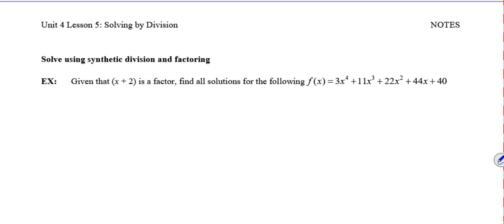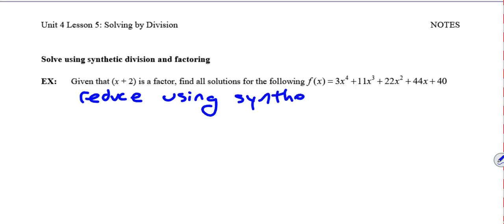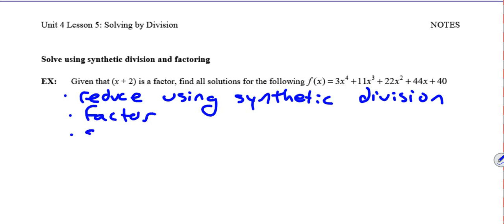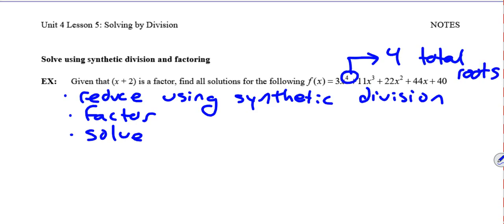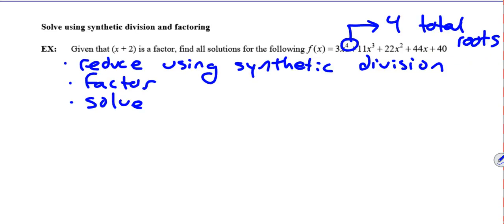So what you need to do is, we'll tell you if something is a factor or a 0. You can reduce it using synthetic division. Then you'll factor, and then you'll solve. You'll find the zeros. Okay? How many zeros are you going to end up with total? You should have 4. 4 total zeros or roots. They could be real, they could be imaginary. Okay? So let's do the first step, use synthetic division.